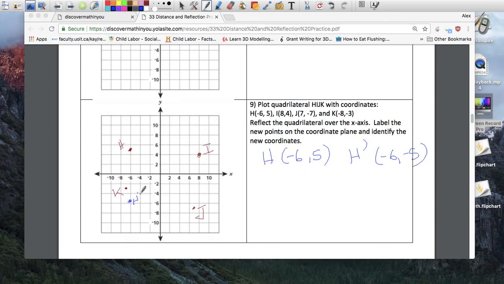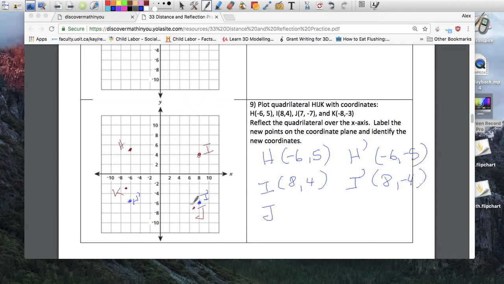And that's my H prime, right? It went from that side to this side, crossing over the x-axis. I is going to go from 8 and 4 to quadrant 4. So I prime is up, going to cross the x-axis, and going to land right here. There's my I prime, and it's going to be 8, negative 4.